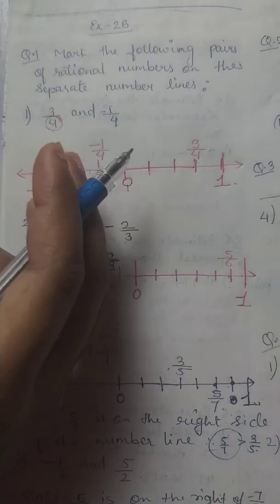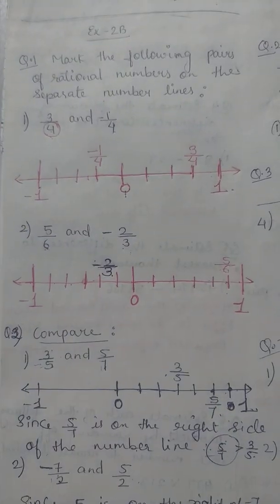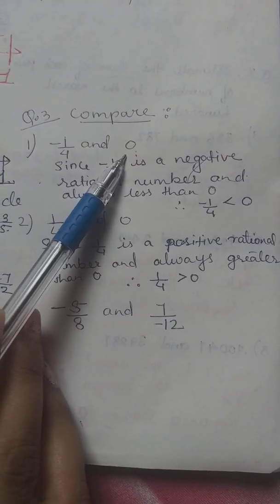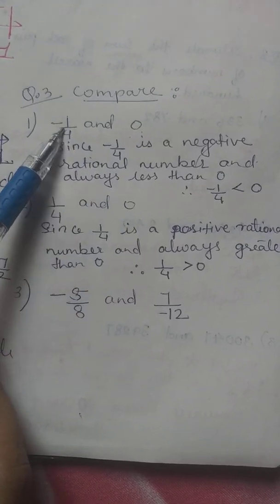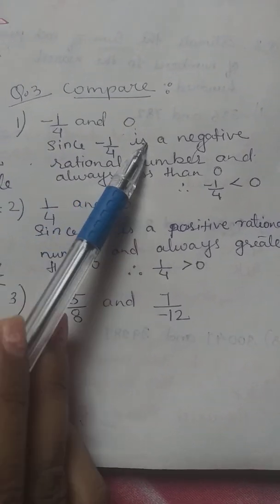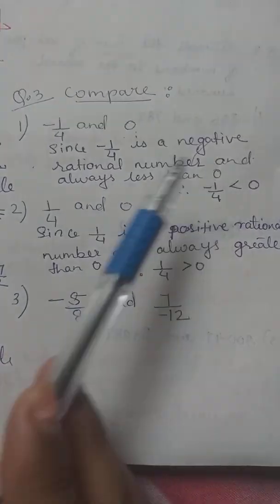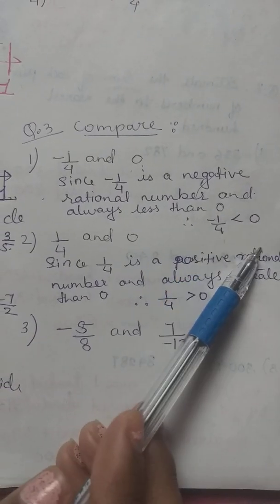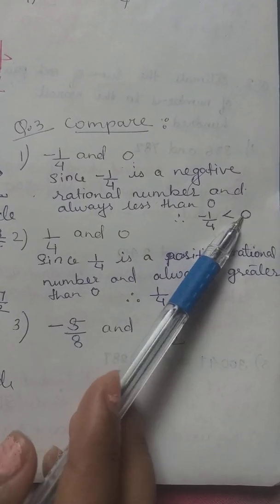Okay, when you compare, the greater number is greater than the smaller one. See, a positive number and a negative number. Since minus 1 by 4 is a negative rational number and always less than 0, therefore minus 1 by 4 is smaller than 0.